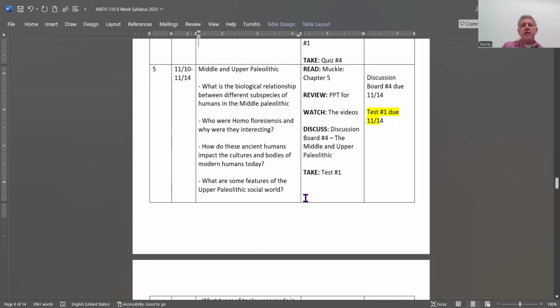It's also going to be the week that you have your test number 1. You're going to be looking at what is the biological relationship between the different subspecies of humans in the middle Paleolithic. Who are Homo floresiensis and why were they interesting? How do these ancient humans impact the cultures and bodies of modern humans today? And what are some of the features of the upper Paleolithic social world? For week number 5, you have discussion board number 4 and test number 1, all due on the 14th of November.